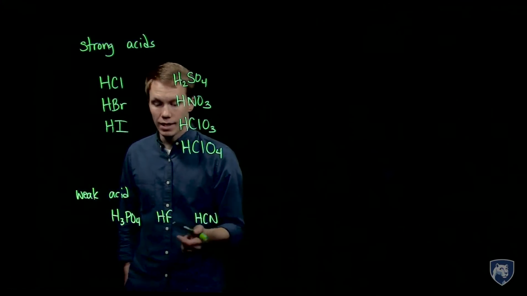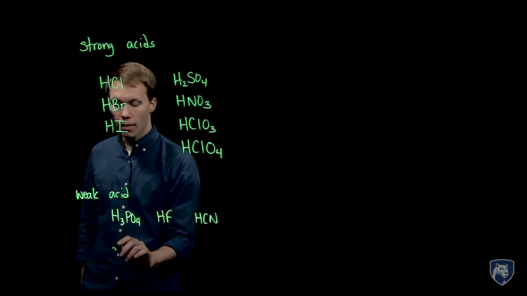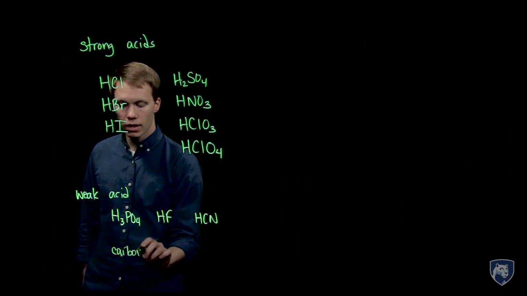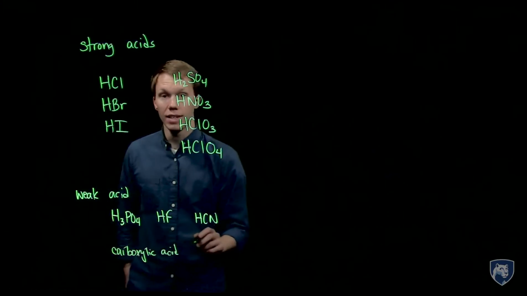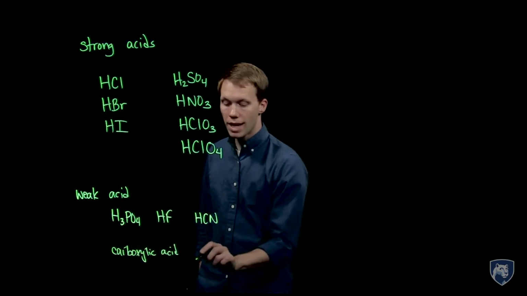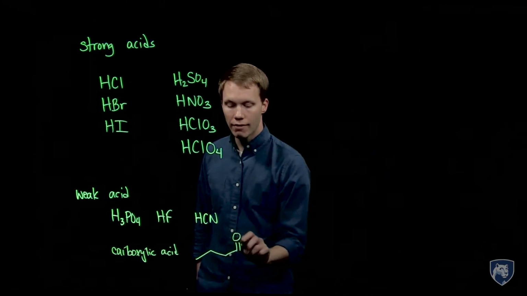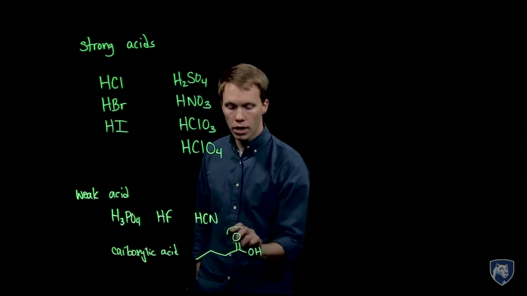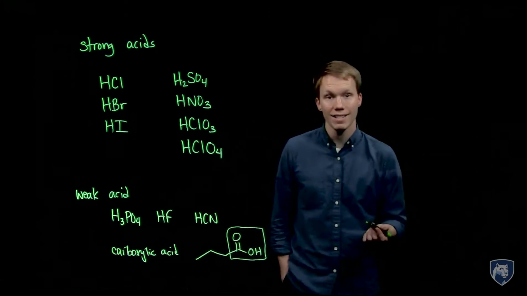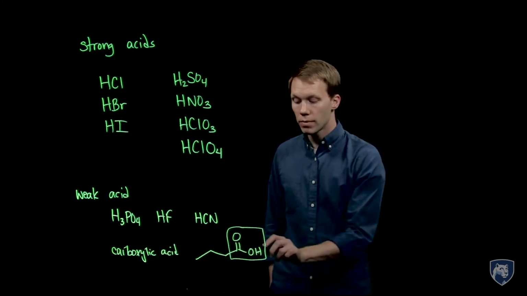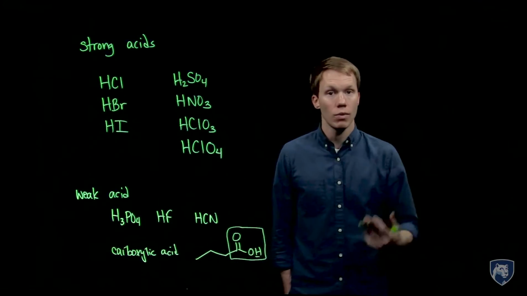An organic acid can be identified by the carboxylic acid functional group. We saw acetic acid as an example before, but any organic acid having this functional group, the carboxylic acid, will be considered to be a weak acid. Only some of this proton will be lost when it dissolves in water.